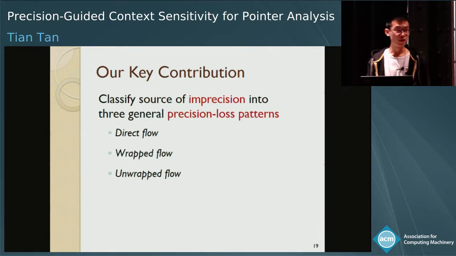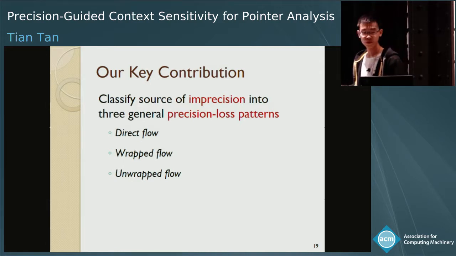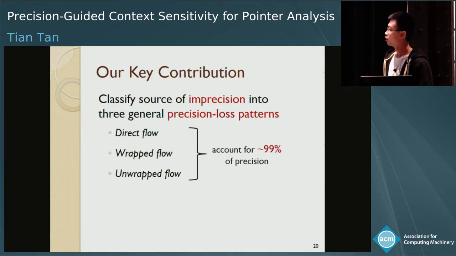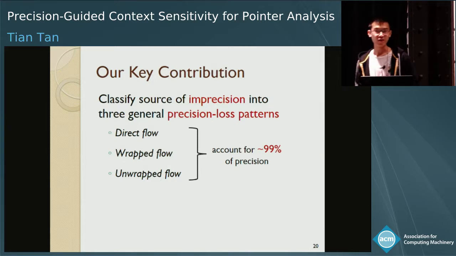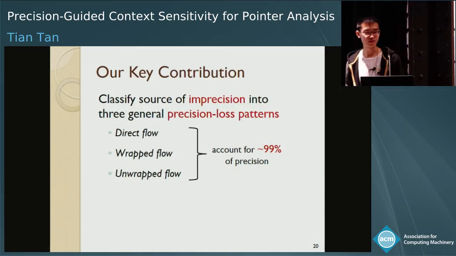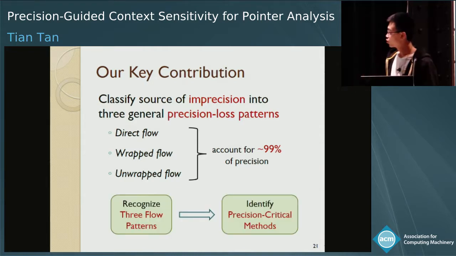In this work, we classify the sources of imprecision of the context-insensitive pointer analysis into three general precision loss patterns. We name them direct flow, wrapped flow, and unwrapped flow. You will see later that in our experiments, these flow patterns, together with their combinations, account for about 99% of precision loss in pointer analysis. So we can identify precision-critical methods by recognizing these three flow patterns.